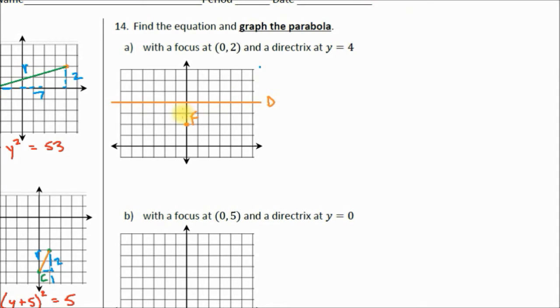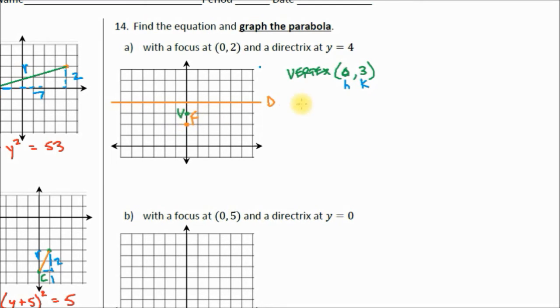Okay, we know our vertex has to be exactly in between the focus and directrix, so our vertex is right there. So we know, let's go ahead and write this down. We're going to need to know our vertex in order to find the equation. Our vertex is at 0, 1, 2, 3. So 0, 3. That means we know, let's label this, this is H and this is K.